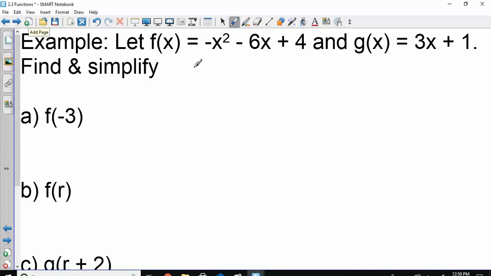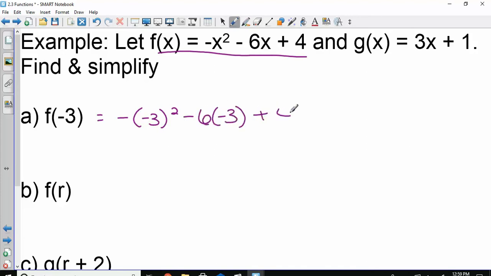So for instance, if I said f of x is this function, and I asked you to find f of -3, what am I asking you to do? Plug in -3 for your x's. So I have the opposite of -3 squared minus 6 times -3 plus 4. So I get the opposite of 9 plus 18 plus 4.